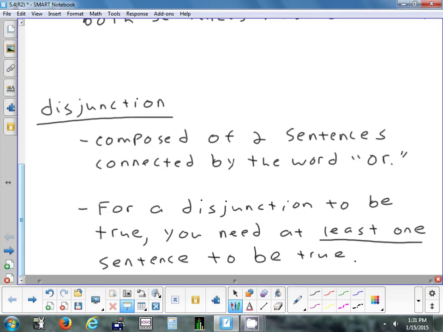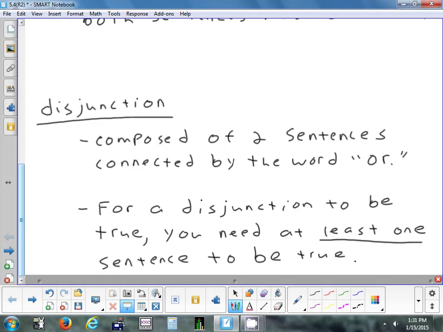Let's say they gave you an example at an amusement park, and it said you have to be at least 5 feet tall, or you have to be 16 to go on the ride. So what does that mean? You've got to be 5 feet tall or over, or 16. So what if you were 17, but you weren't 5 feet tall?